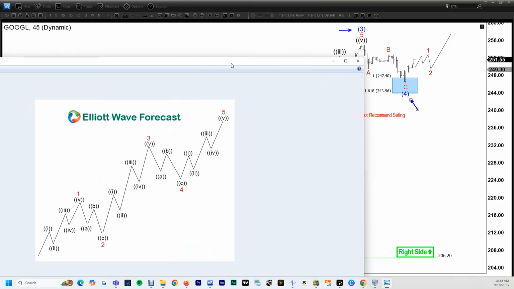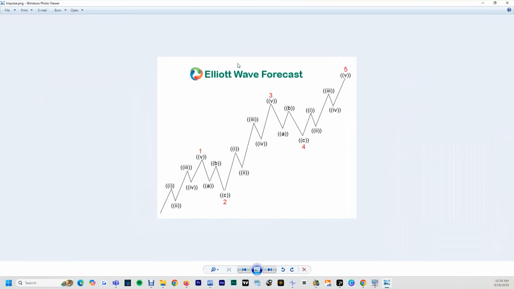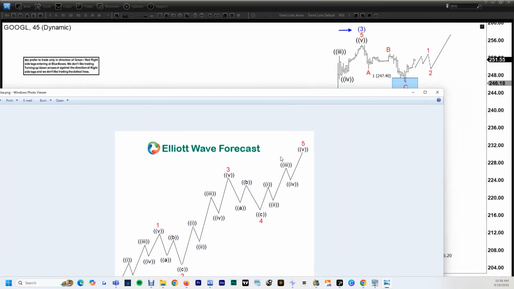General structure is like this in an impulse, right? So as you can see, 1 2 in red, 3 4 5, 1 subdivides into 5 waves, 3 subdivides into 5 waves, and 5 subdivides into 5 waves in a lesser degree. Now this degree, the cycle degree, is not exactly the same as what we have, but this is still going to give you an idea where we are.